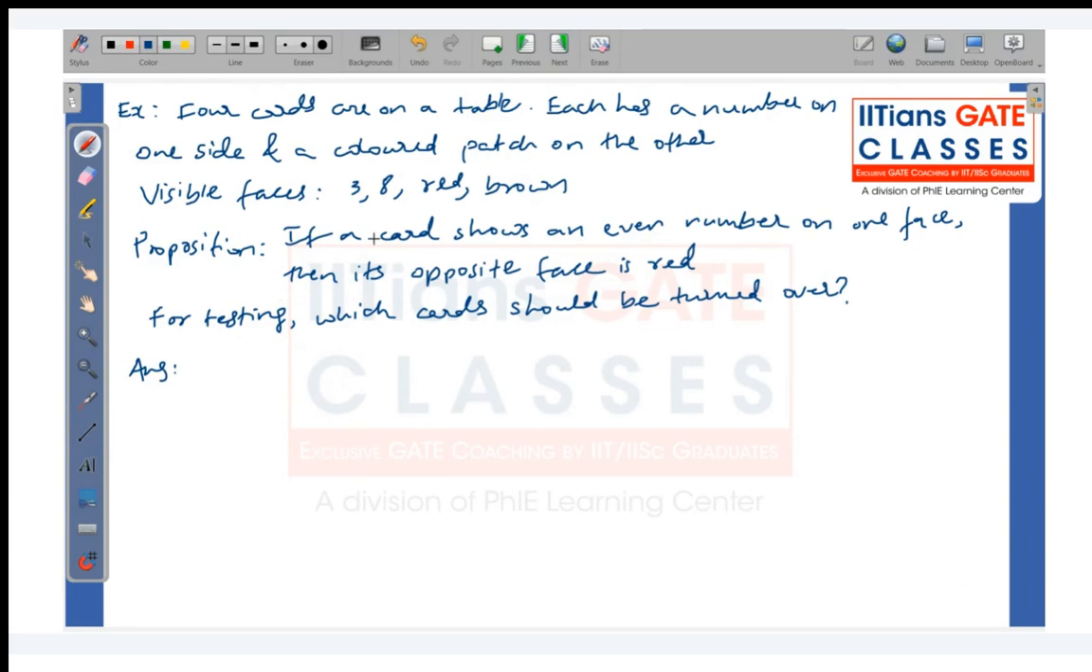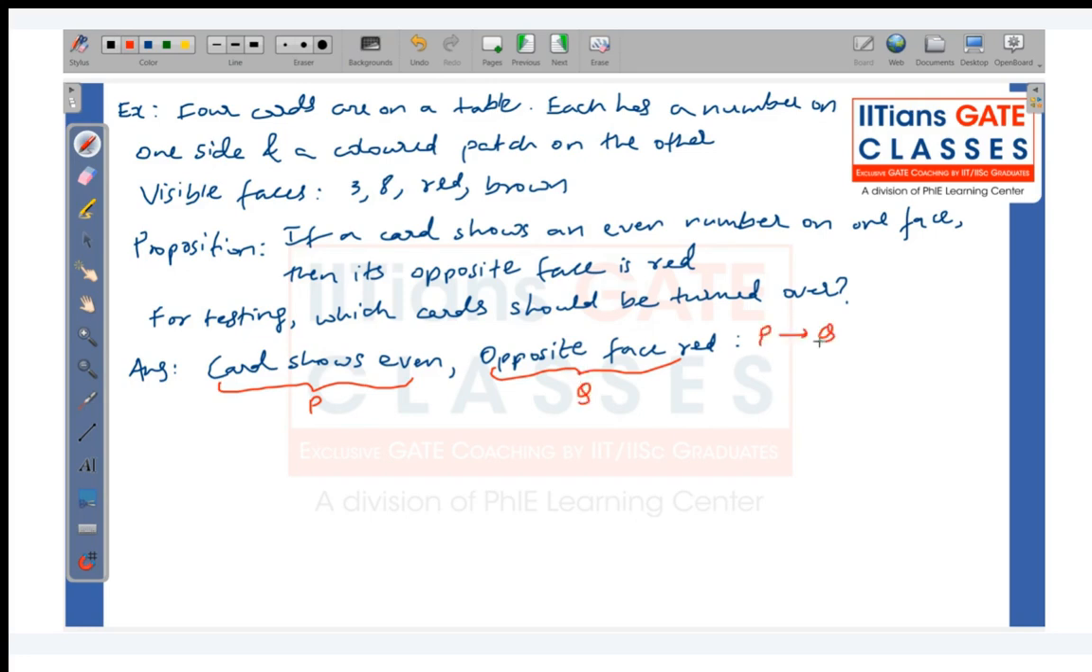Answer. If a card shows an even number, then the opposite face is red. Okay. So this first one I'll take as P. Second statement I'll take as Q. So the whole statement will become, our proposition is P implies Q. If the card shows even, then the opposite face is red.